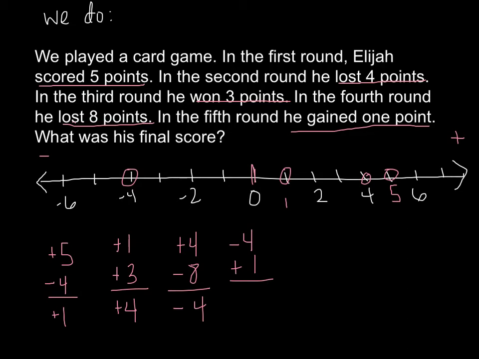Well, if we're at negative 4 and we're going the positive direction that way, so negative 4 plus a gain of 1 point puts him right here, which is negative 3. Negative 1 is here, negative 2, negative 3. So he ends the game with negative 3. So what was his final score? His final score is negative 3.